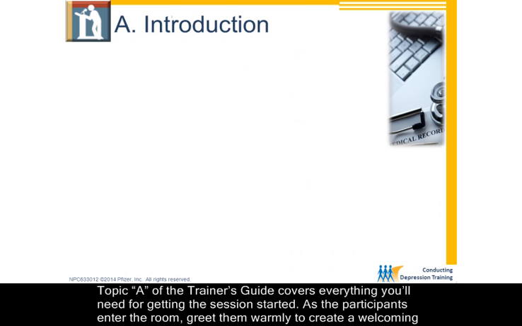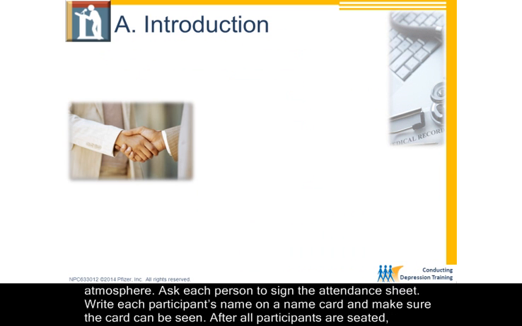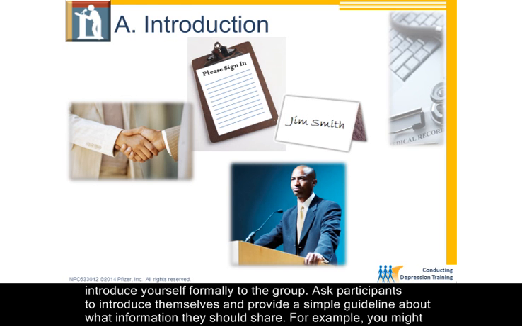Topic A of the trainer's guide covers everything you'll need for getting the session started. As the participants enter the room, greet them warmly to create a welcoming atmosphere. Ask each person to sign the attendance sheet. Write each participant's name on a name card and make sure the card can be seen. After all participants are seated, introduce yourself formally to the group.